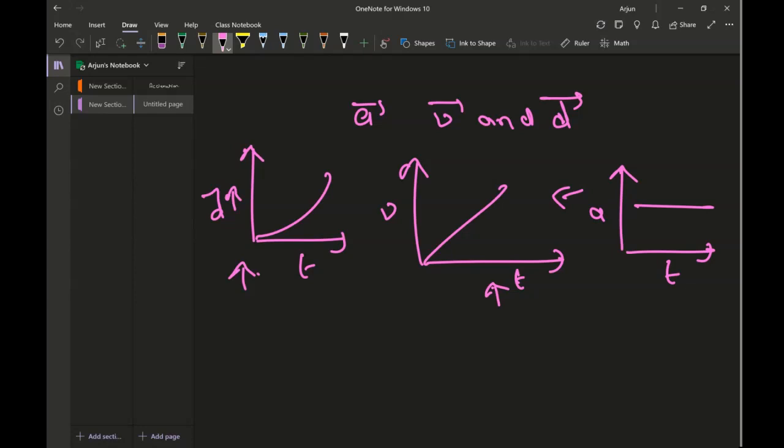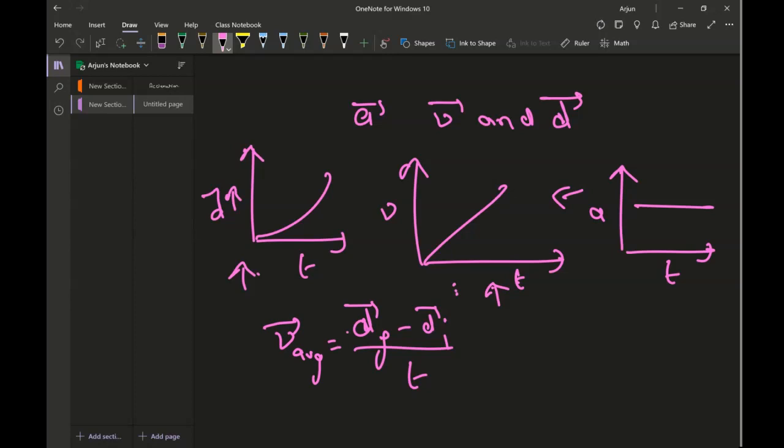Now, I wanted to find out the velocity. Let's say displacement values are given to me and I wanted to find the velocity. So I will use the formula. The formula is d final minus d initial divided by time. That is the average velocity. That's how we're going to find it.